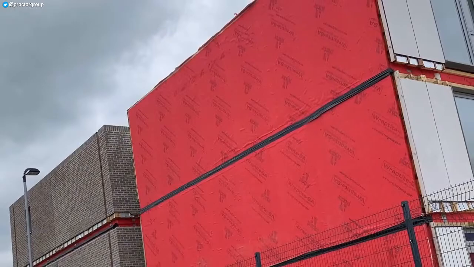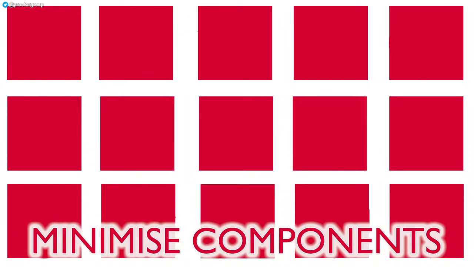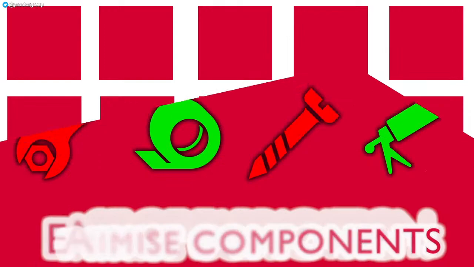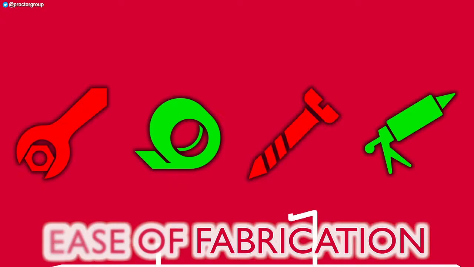The key principles can be identified as: minimize components, thereby simplifying supply chains and assembly processes both on and off-site. Ease of fabrication, focusing on using adhesive bonding rather than mechanical fixings where appropriate, and ensure the design facilitates the ease of both off-site manufacture and on-site assembly.